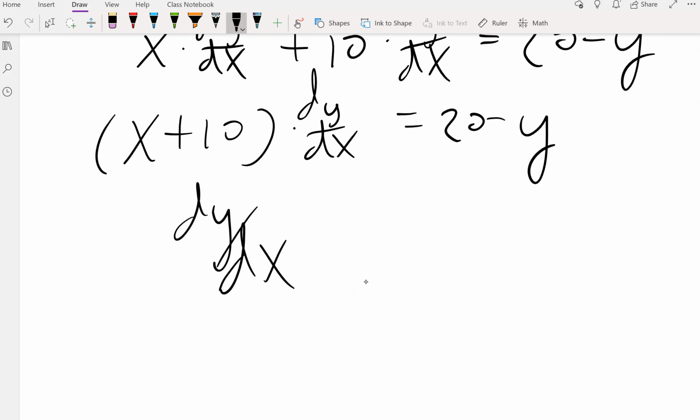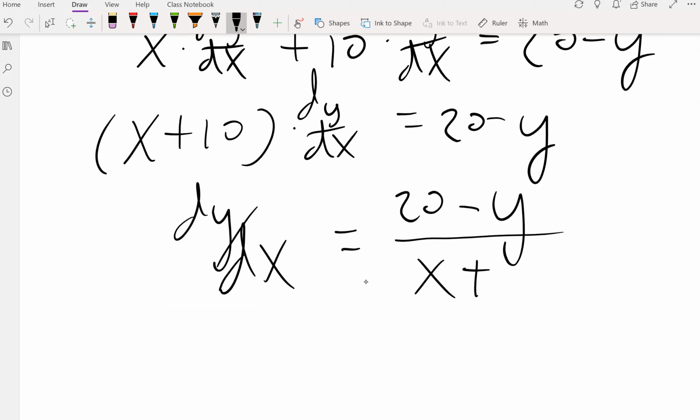And so my dy/dx is (20 minus y) over (x plus 10). And there we have it. I have the rate of change. I know how sales will change with respect to the advertising budget. All I need now is a particular time and moment of your company. You tell me a particular x and y, and I'll plug it in to let you know how things are changing.